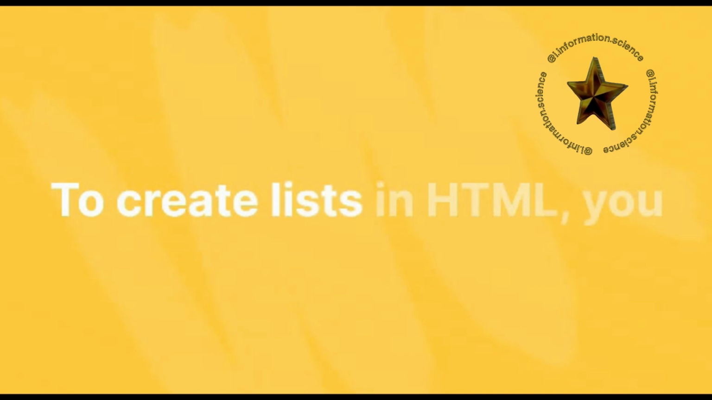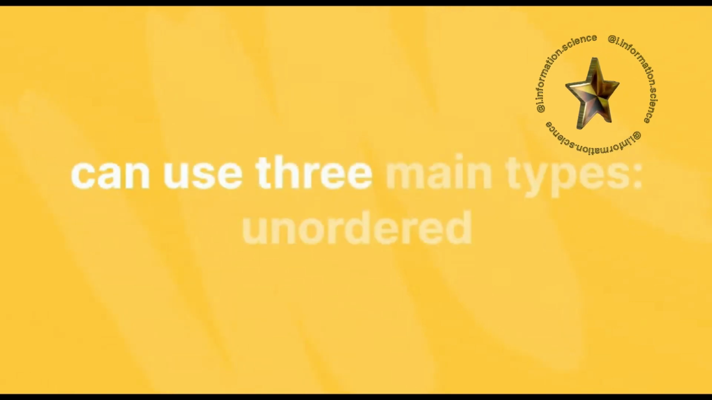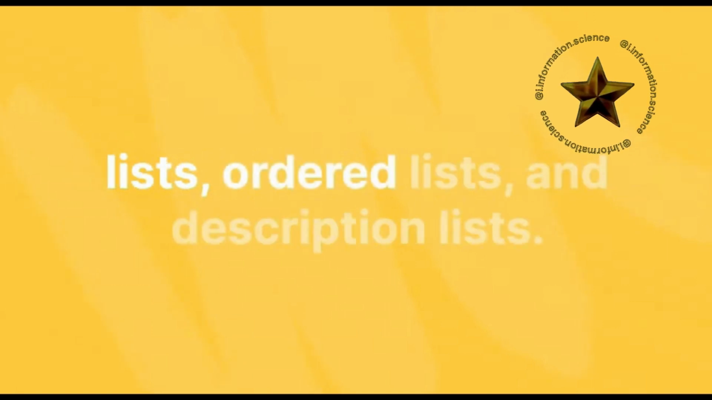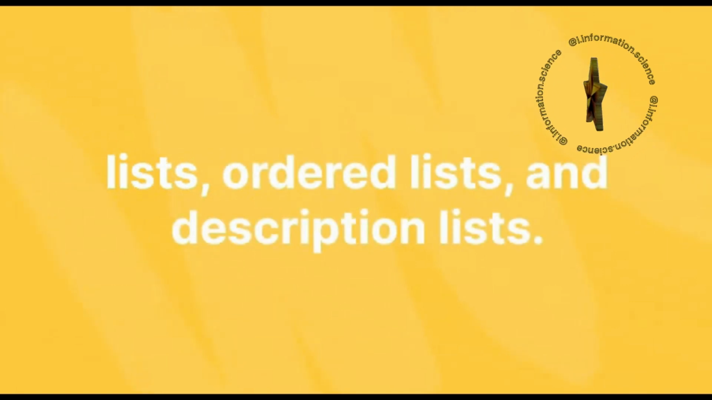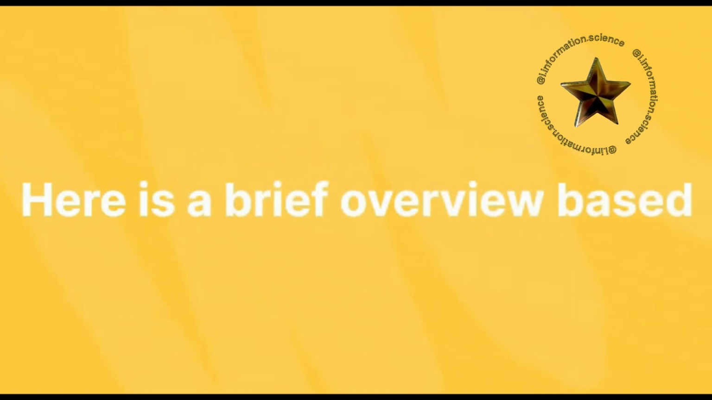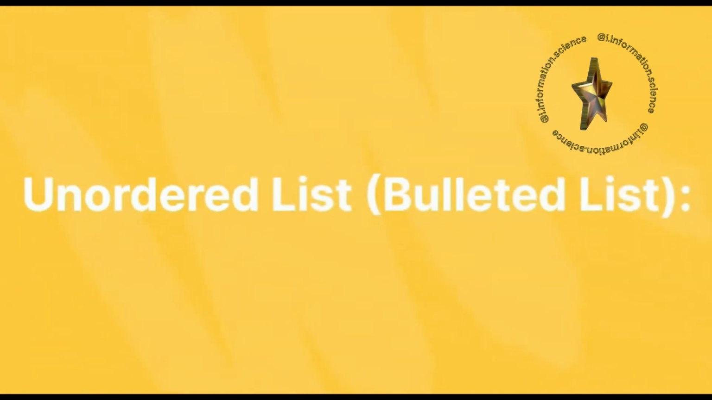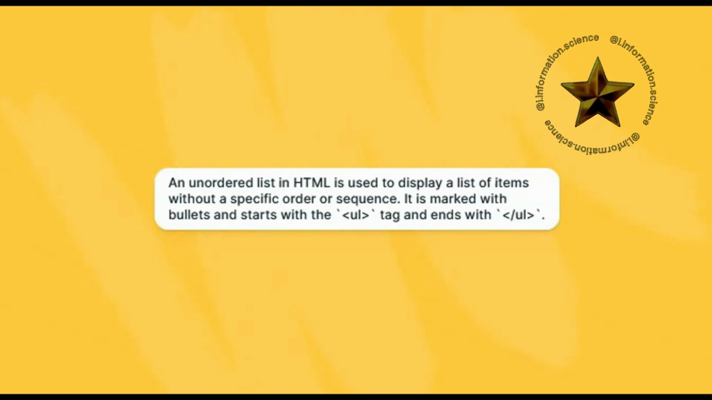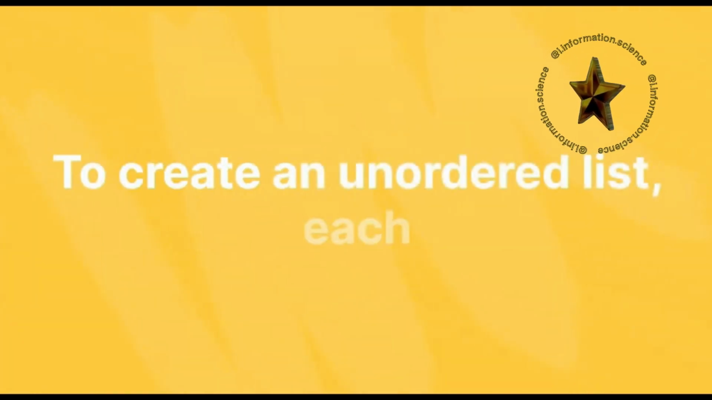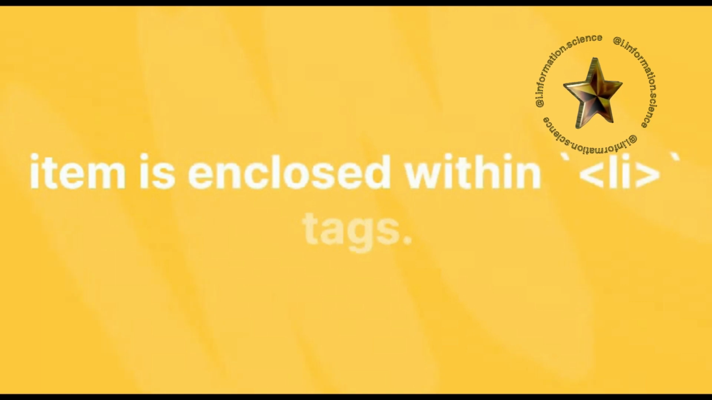To create lists in HTML, you can use three main types: unordered lists, ordered lists, and description lists. Here is a brief overview based on the provided sources. Unordered list, bulleted list. An unordered list in HTML is used to display a list of items without a specific order or sequence. It is marked with bullets and starts with the UL tag and ends with UL. To create an unordered list, each item is enclosed within li tags.